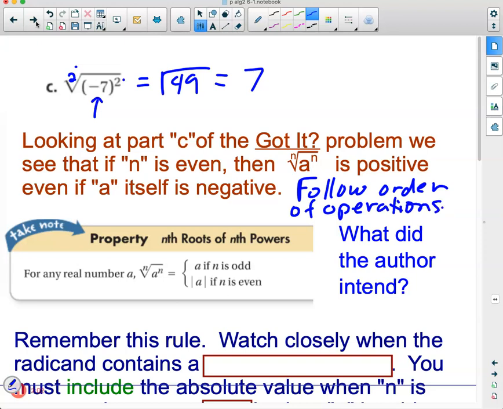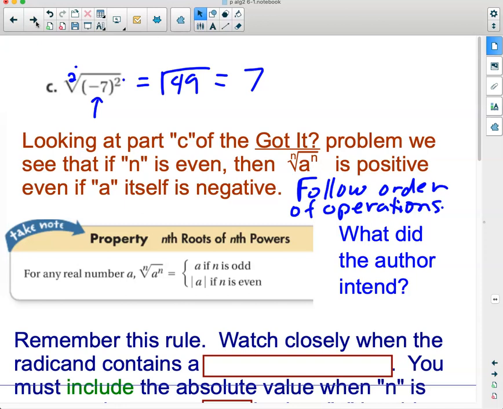Now, we see a property here, and what they're getting at is that we're not just going to work with numbers anymore. We're also going to start seeing some variables. This take note property of nth roots of nth powers says for any real number a, the nth root of a to the n, if n is odd, so we've got the cubed root of a to the third, well, that's just going to give you a right back. But if n is even, we have to have the absolute value of a.